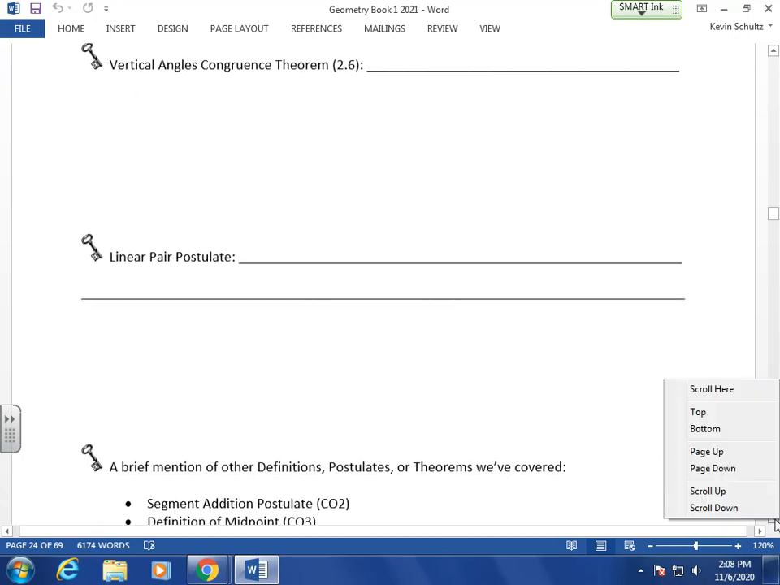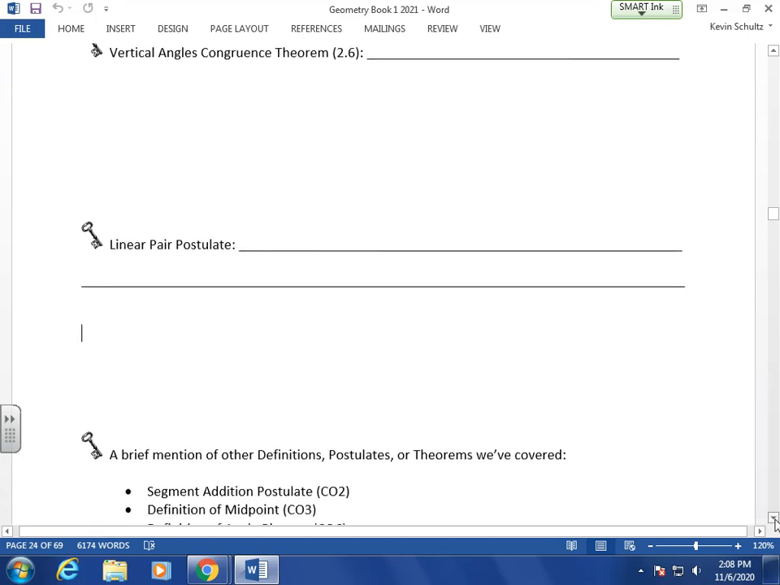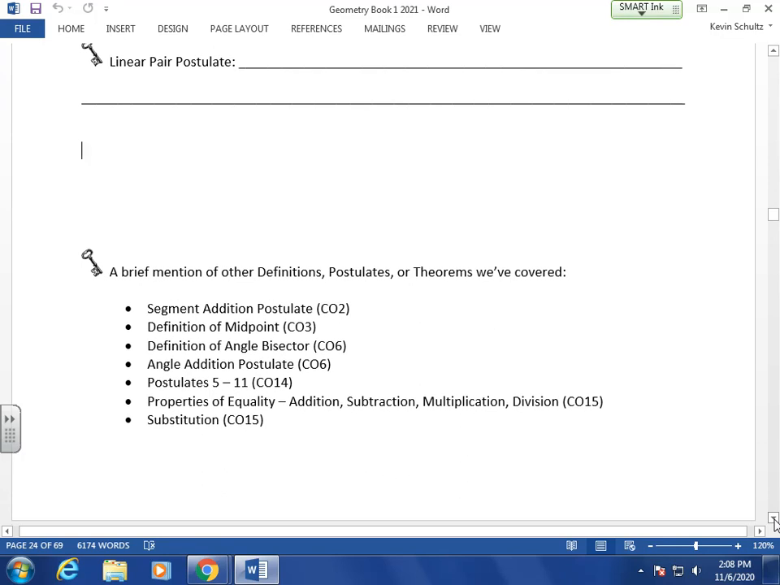Okay, is that the last one? Oh, there's more. Linear pair postulate. What is a linear pair? That's back in PO7-ish, linear pair. Yeah?